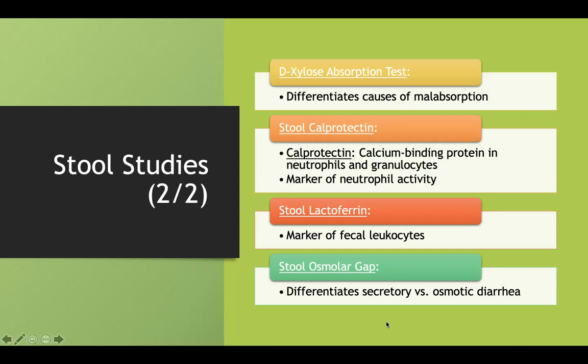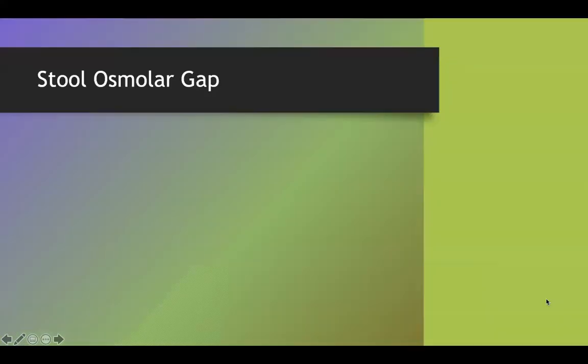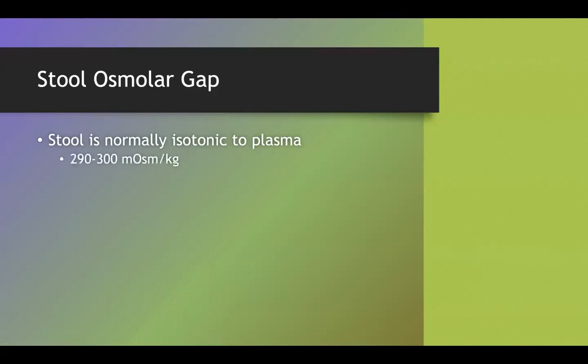So the good thing about this test is that if you ever get to this stage and they give you a stool osmolar gap, it'll help you differentiate between these 2 subtypes. So let's go over what is the stool osmolar gap. So what's happening? The stool normally is isotonic to plasma. And remember, our plasma is, we'll say it's around 290 to 300 milliosmoles.